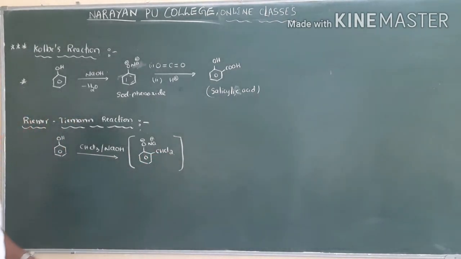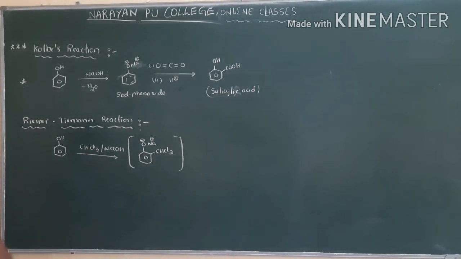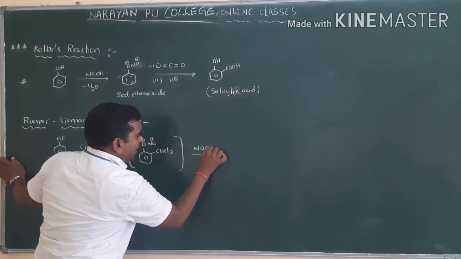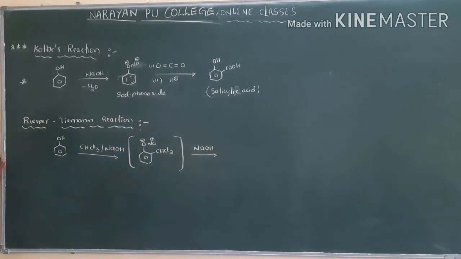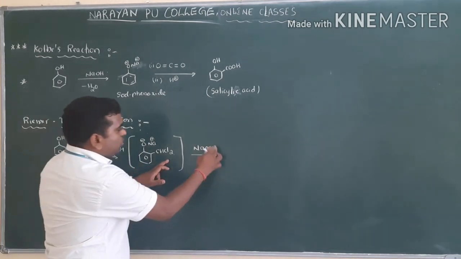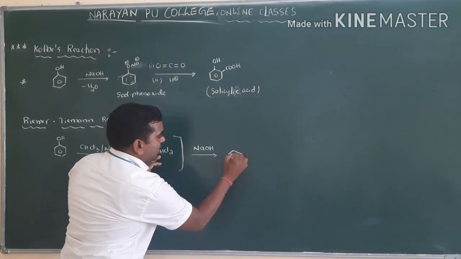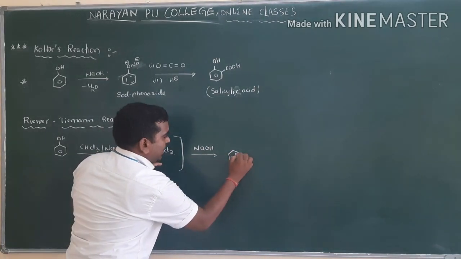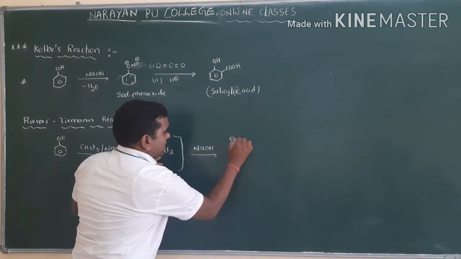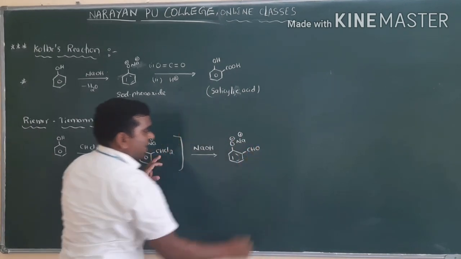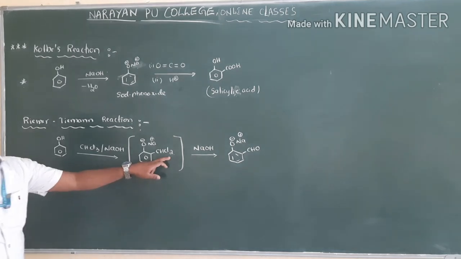So this is at the ortho position CHCl2 will be added. Clear? And now after that you have to do the hydrolysis with the base NaOH. Clear? And when treated with the NaOH, the compound you will get is O minus Na plus, and this will be converted into aldehyde. CHCl2 will be converted into aldehyde.